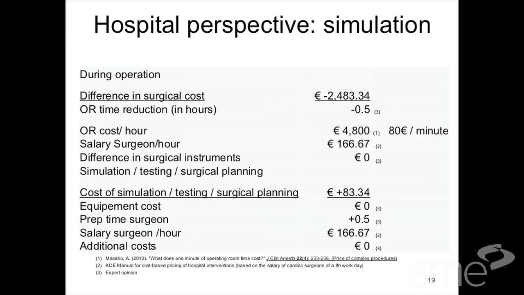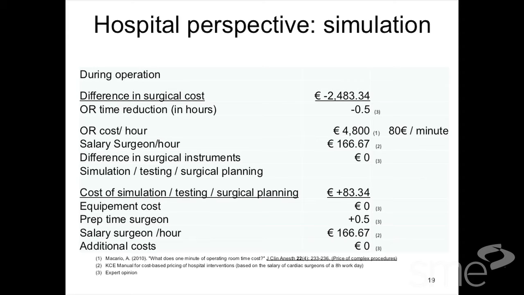We didn't have any difference in the surgical instruments, which is one of the benefits quoted, because the expert stated that they use big trays which contain all instruments, and they have to be sterilized anyway. So even if we know up front that we're not going to use it, it's not going to make a difference in cost. So the big drivers are the salary of the surgeon and the OR cost, which we estimate at 80 per minute. If you look at it for half an hour, it's approximately 2,500 euro in the reduction of cost.